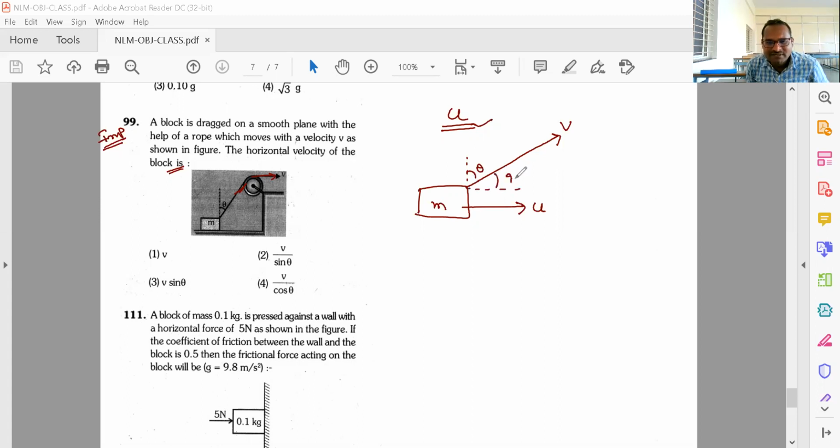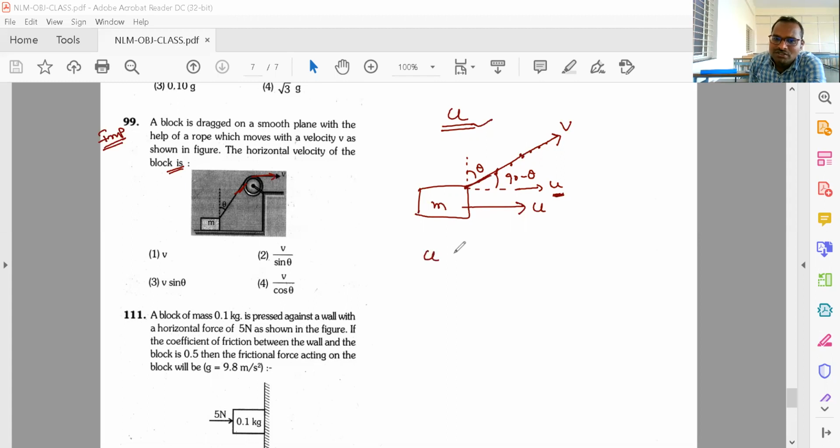This angle will be 90 minus theta, correct? This velocity is u. This u, how much we need to find? One point you know that as this string is attached, the distance between any two points on the string will not change. That means velocity should be the same along this string. So what is the value of u along this string?